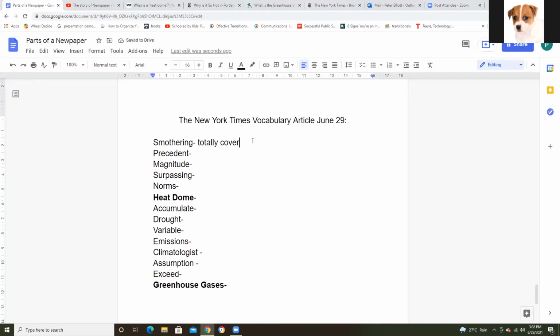Totally, the absolutely perfect definition. Often giving a great definition is to give an example. So using peanut butter gives me a visual, and therefore I understand the definition just as well. So I've written down: to totally cover is to smother.